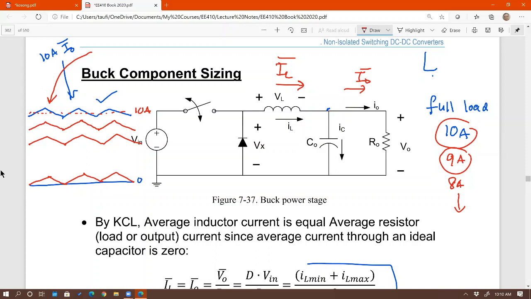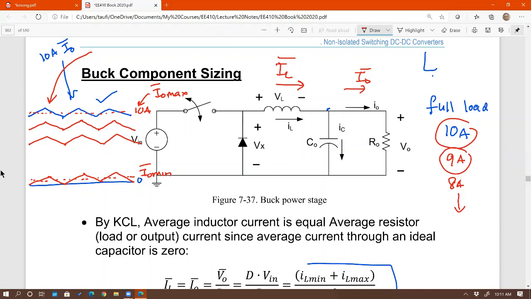Right? Now, what's so special about boundary conduction mode? Before you answer, this boundary conduction mode has an average value, right? Let's call it I out min. And here is I out max. What's special about that boundary conduction mode is this: the waveform just touches zero. The IL min point just touches zero.